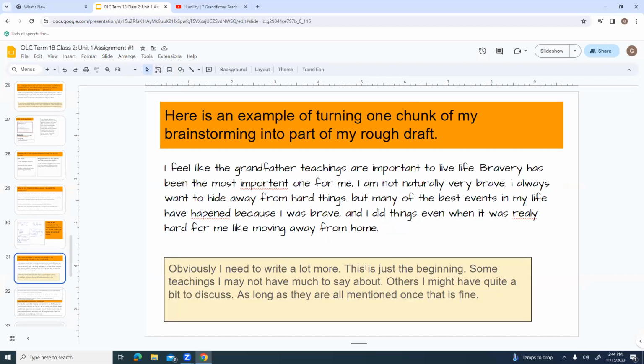Now, here is an example of turning 1 chunk of my brainstorming into part of my rough draft. And just so you know, I know there's spelling mistakes here. I've been trying to take them out so you guys would have to find them, but every time I switch computers, it re-recognizes them for me. Anyways. I feel like the grandfather teachings are important to live life. Bravery has been the most important one for me. I am not naturally very brave. I always want to hide away from hard things. But many of the best events in my life have happened because I was brave. And I did things, even when it was really hard for me, like moving away from home.